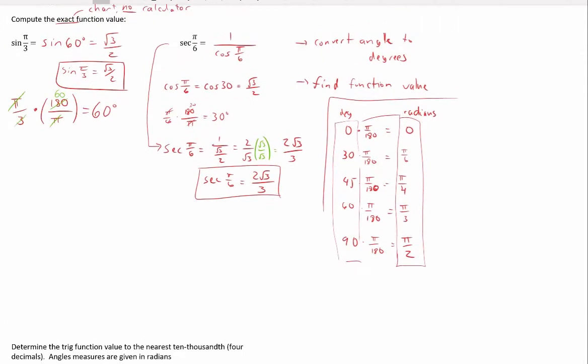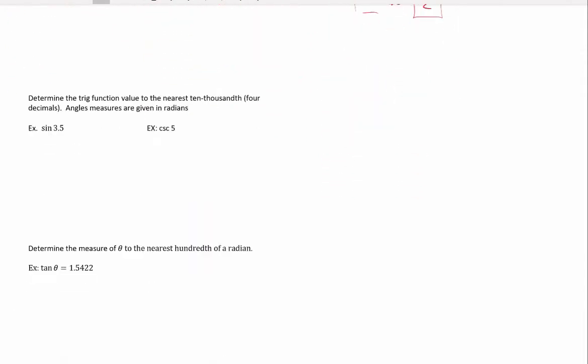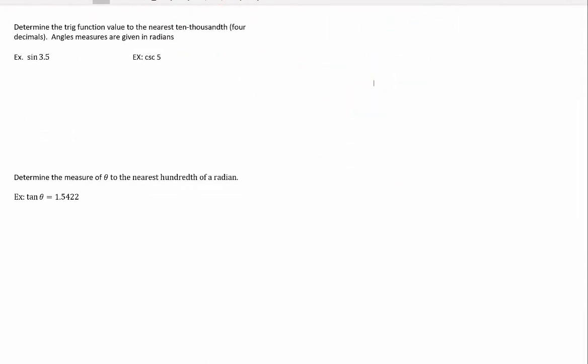But what if it's not one of our special angles from our chart? So 3.5, that's not on our chart. If you multiplied it by 180 over pi, you would not get anything in our chart. So these are not special angles from our chart. How do we find the function values for that?